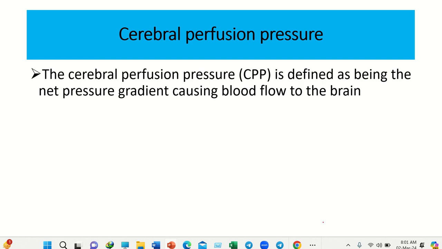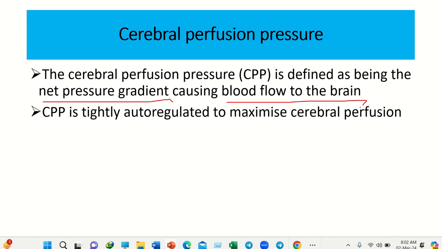And cerebral perfusion pressure is the net pressure gradient causing blood flow to the brain, and that means cerebral perfusion pressure must be present to maintain the normal blood flow in the brain. CPP, the cerebral perfusion pressure, is tightly auto-regulated at a certain level, because the brain is a very vital organ and very sensitive to hypoxia. So 4 to 5 minutes of hypoxia is enough to infarct the brain tissue.